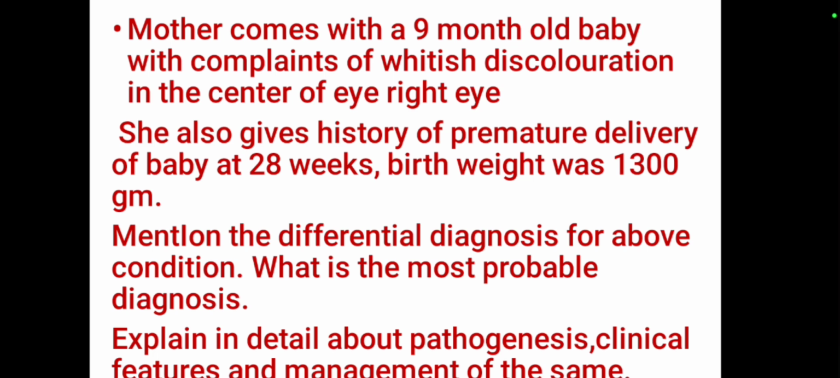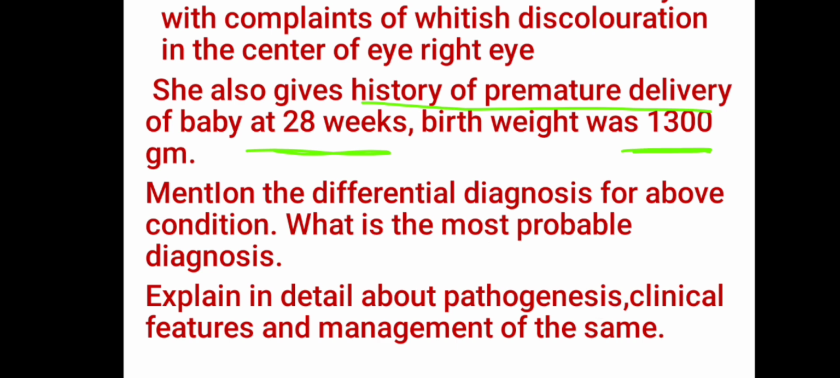So, let's come back to our question. That is, a mother comes with a 9-month-old baby with the complaint of white pupillary reflex. She also gives a history of premature delivery at 28 weeks and birth weight less than 1300 grams. So these 2 points are more than enough to make the most probable diagnosis of retinopathy of prematurity. So we have answered the first part of the question, that is differential diagnosis, and the next question, the most probable diagnosis, is retinopathy of prematurity. Explain in detail about the pathogenesis, clinical features and the management.